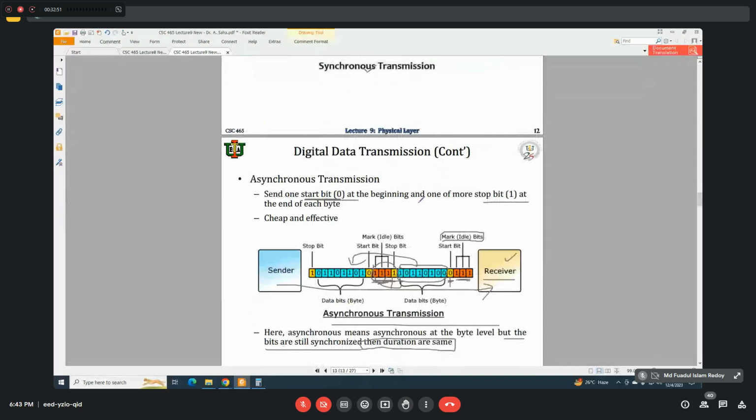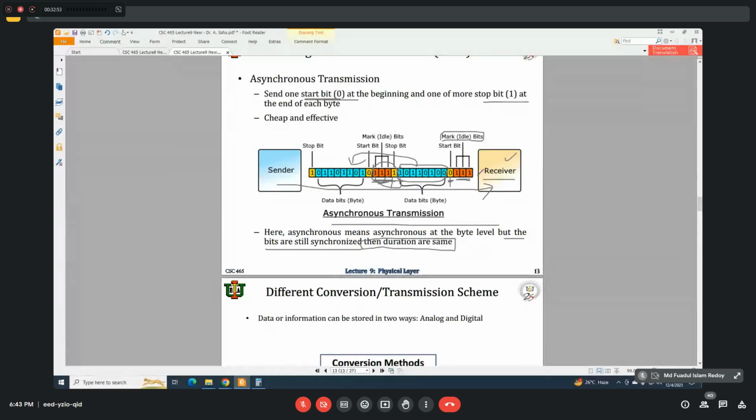But here you are having the stop bit and start bit, and with that it is going to be easy for the receiver. It is going to be easy for the receiver to understand that this is a group, this is a frame, an 8 bit frame, and it is separated from another frame. Is it clear or not?